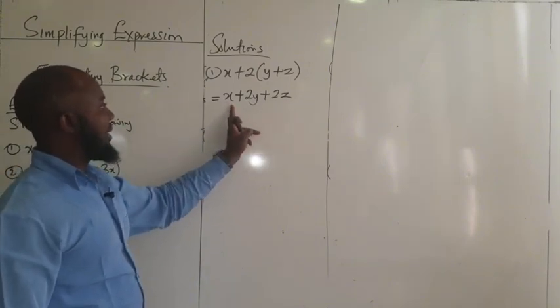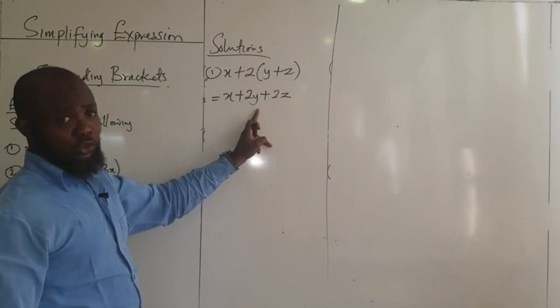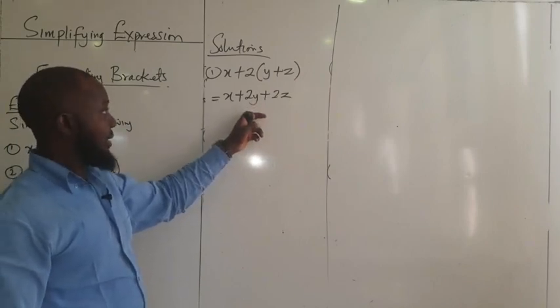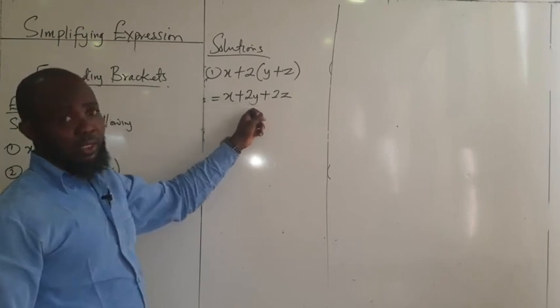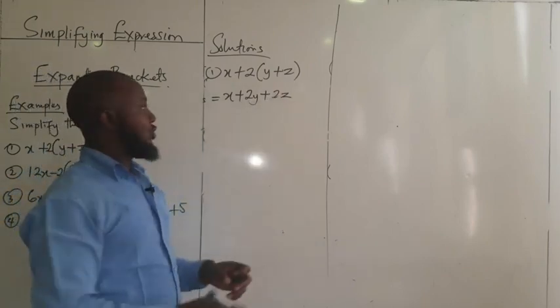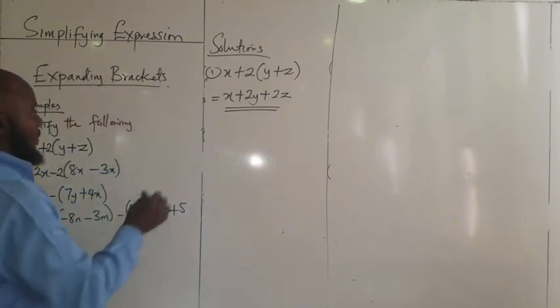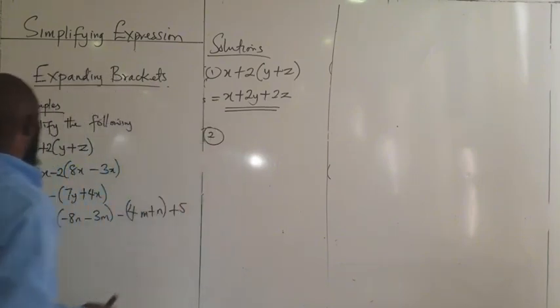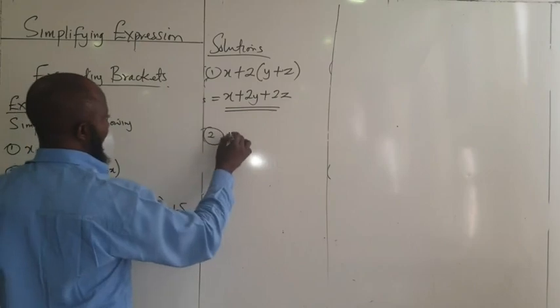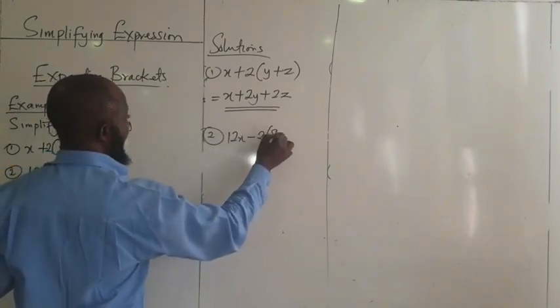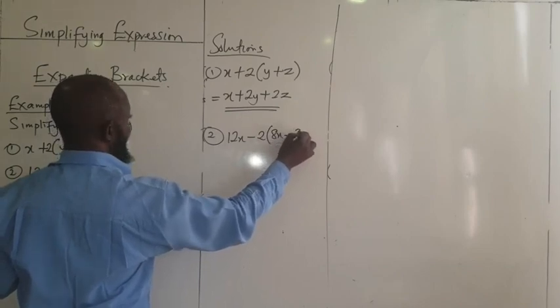We cannot add x and 2y together because they do not have the same variable, right? So this is x and this is y, and also z. So that means our answer will remain like this. That's our answer.